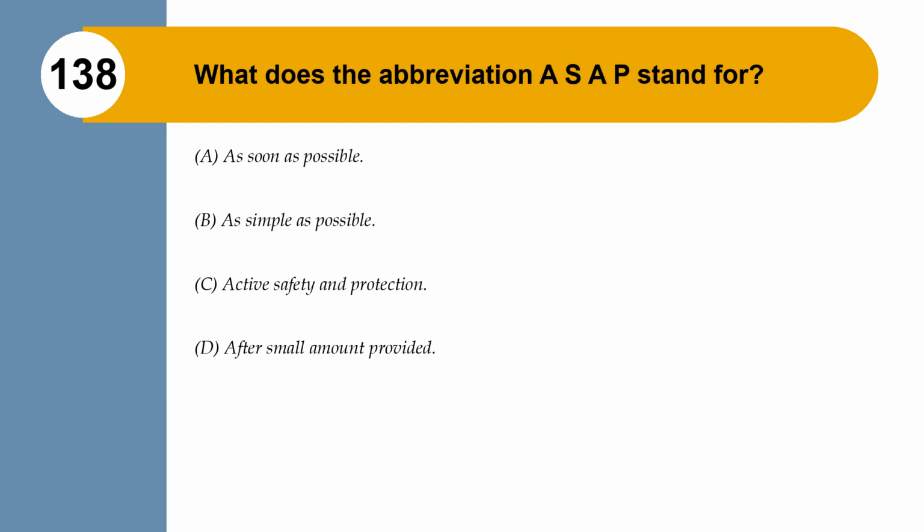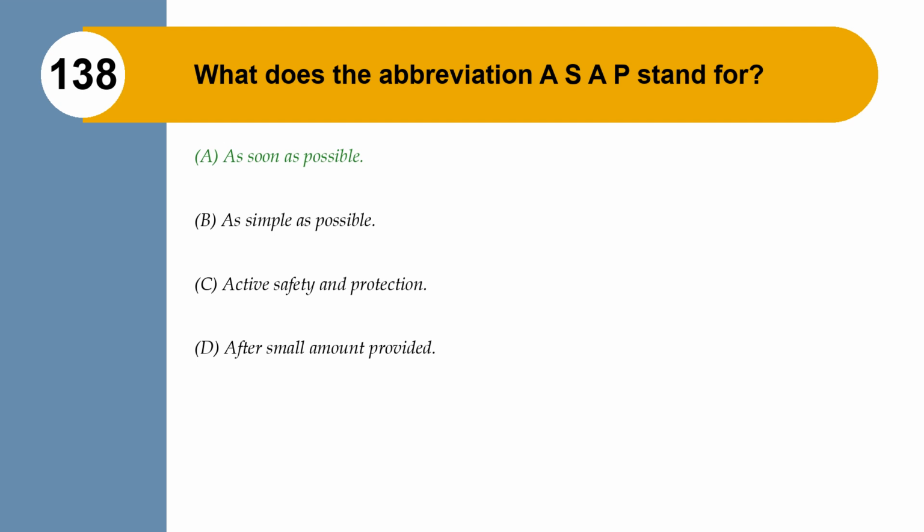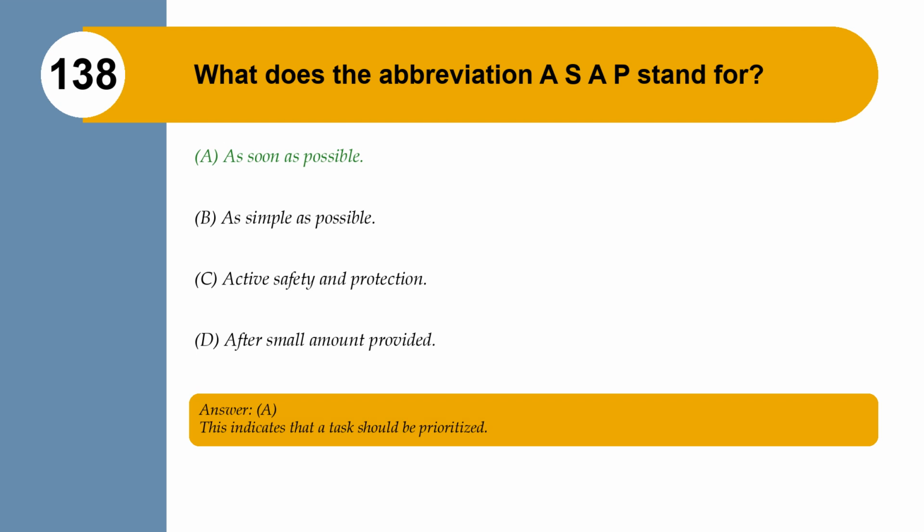Question 138. What does the abbreviation ASAP stand for? Option A, as soon as possible. Option B, as simple as possible. Option C, active safety and protection. Option D, after small amount provided. The correct answer is option A, as soon as possible. Explanation. This indicates that a task should be prioritized.